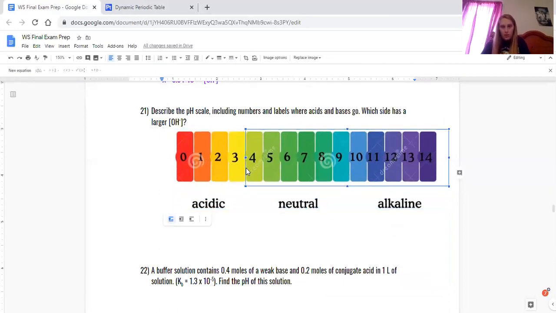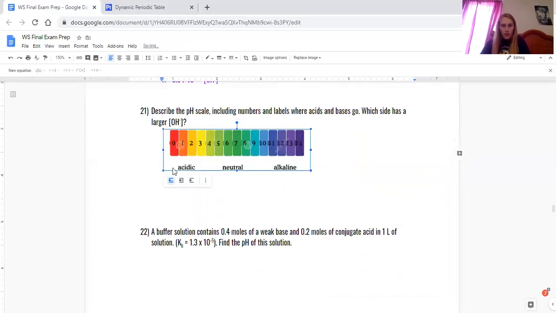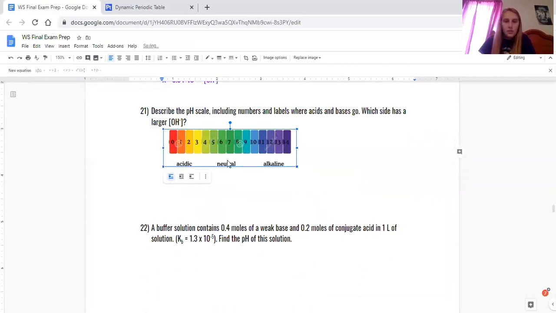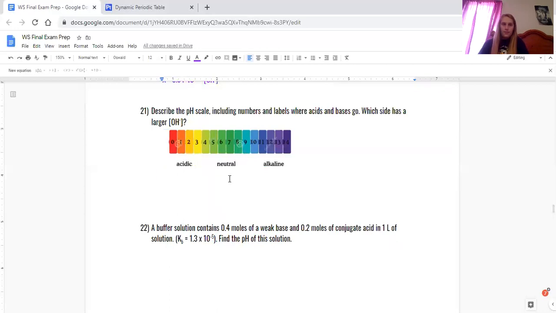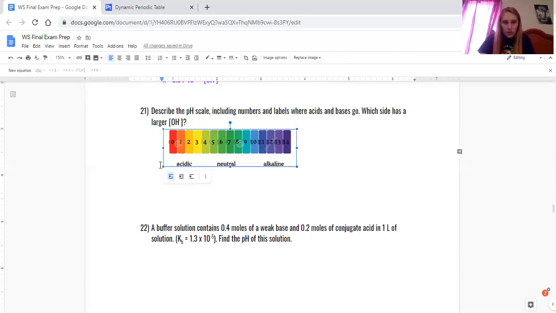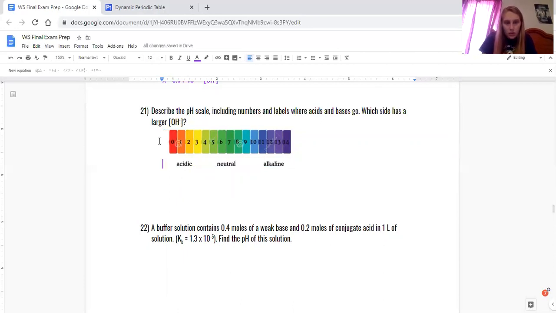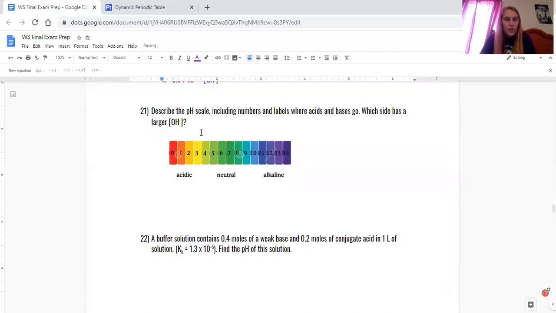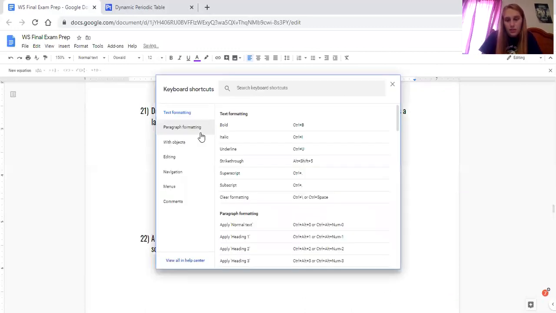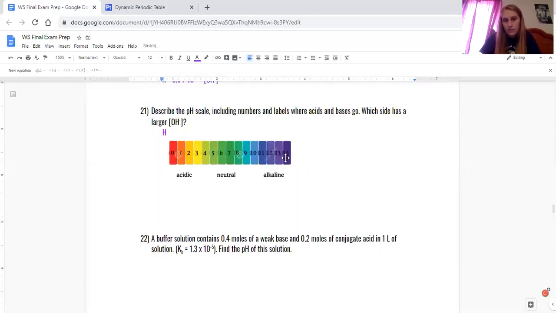And remember, alkaline is just a fancy word for basic, basically. Okay, so you guys can kind of see it here. So, 0's on one end, 14's on the other. Got neutral at about 7 here. And you're going to have more H plus on this end. Okay, so we're going to have more H plus on this end, and we're going to have more OH minus on this end.